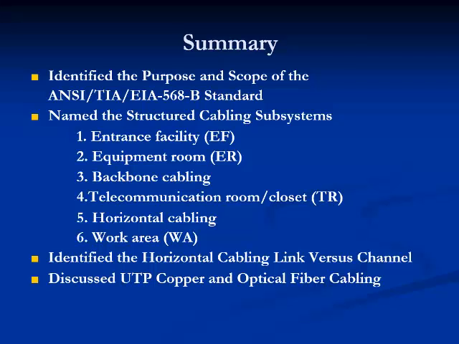So in this module, we identified the purpose and scope of the 568B standard and named the structured cabling subsystems, including the entrance facility, equipment room, backbone cabling, telecommunication room, horizontal cabling, and work area. We also identified the function of each one of those subsystems. We identified the horizontal cabling link versus the horizontal cabling channel, and we discussed unshielded twisted pair copper and the various types of optical fiber cabling used in network cabling systems. This completes Module 5. Please take the exam, and I'll see you in Module 6.